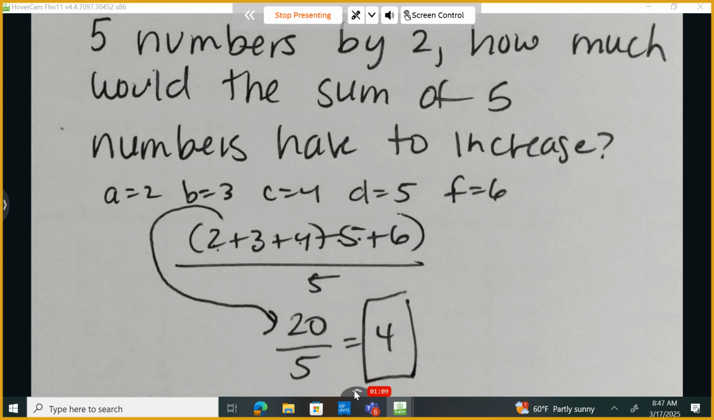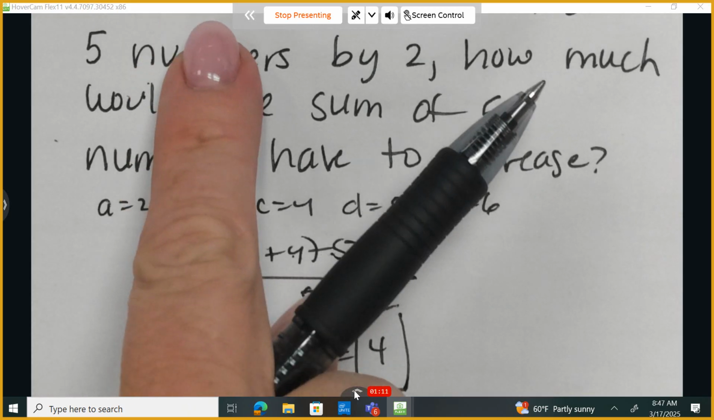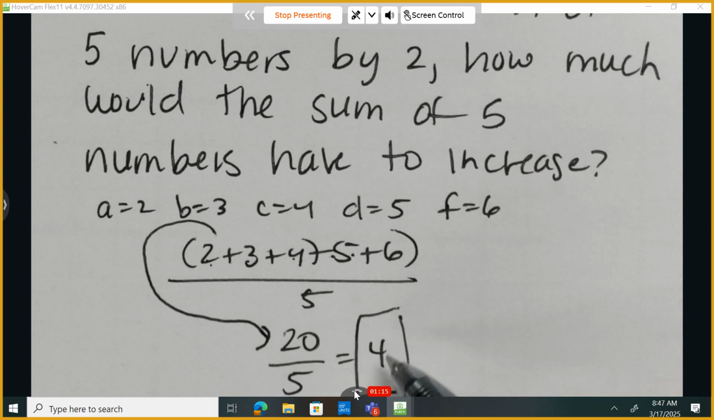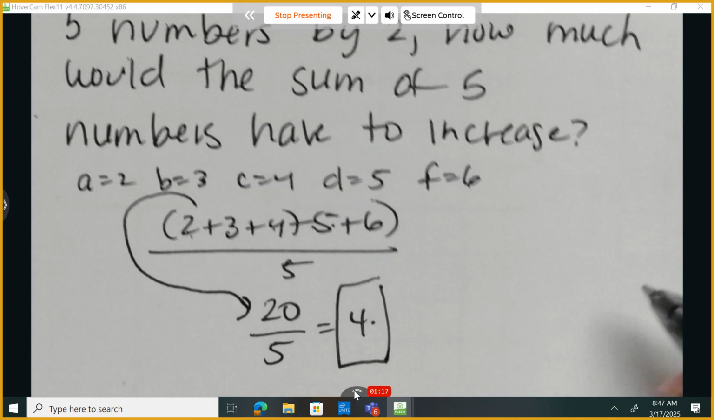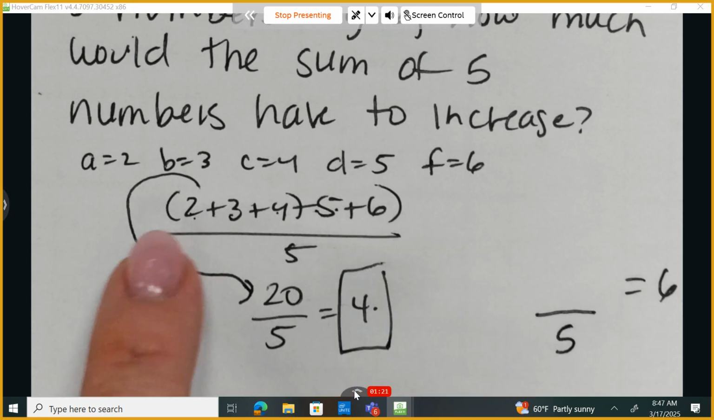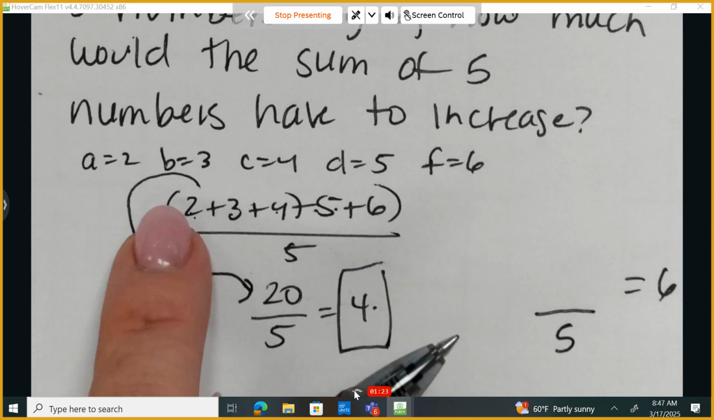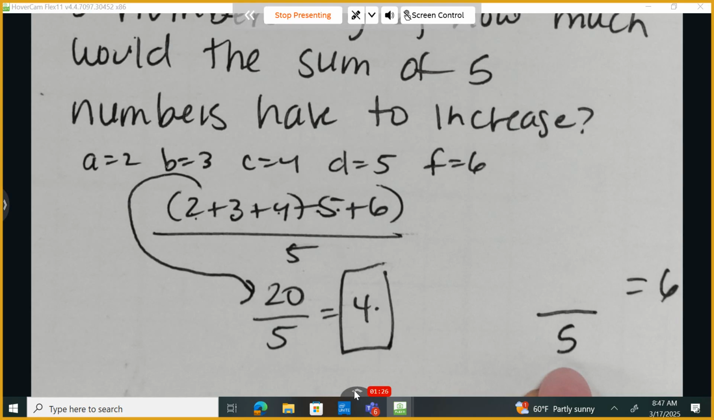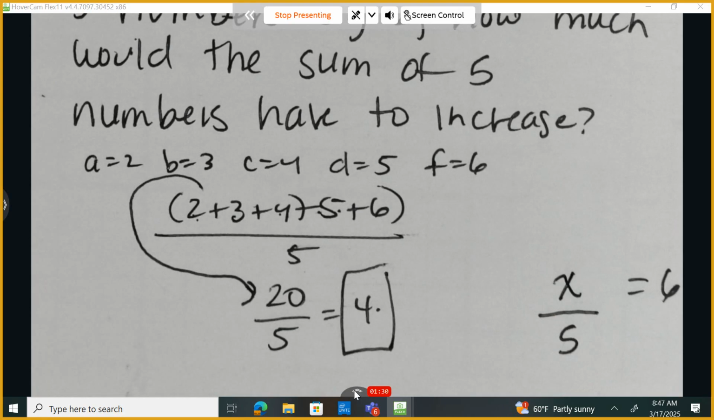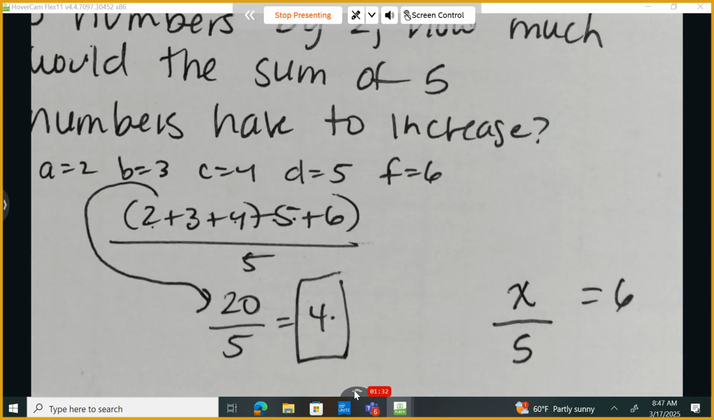Now up here it says we want to increase the mean of the 5 numbers by 2. And so instead of getting a mean of 4, we might want a mean of 6. So we're still going to divide by 5 because we're going to have 5 numbers. We're going to adjust these numbers so that when I add them up and I divide by 5, I get 6. Up here I'm going to put an X. And I want to know what number when I divide by 5 gives me 6.